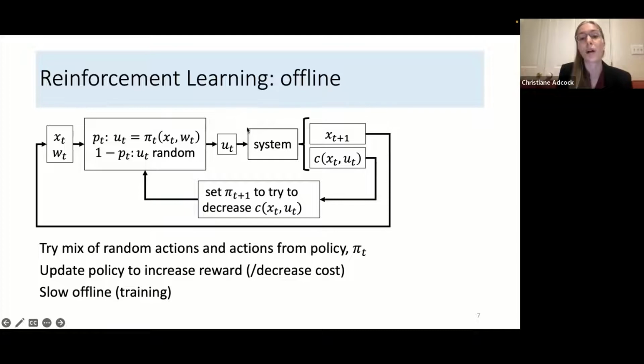You then take that control action, apply it to your system or your model of your system, and that gives you your next state. And then the cost of being in that state and taking that action, or conversely, the reward. In this case, we're talking about a reward, specifically how much power your wind farm produces. You then update your policy to try to decrease your cost or equivalently increase your reward, or increase how much power you're producing. And you do this repeatedly to train what this policy should be.